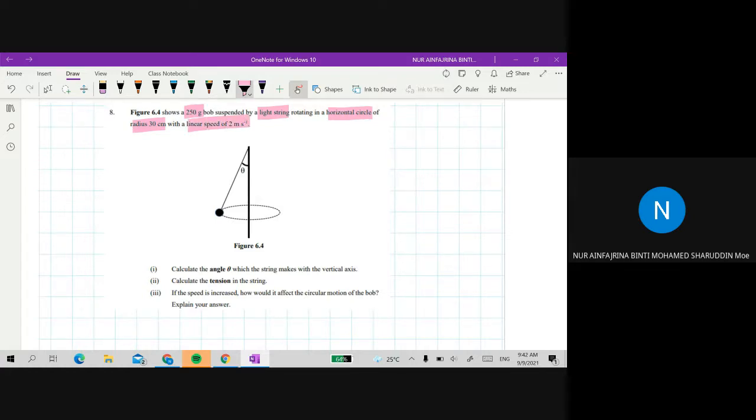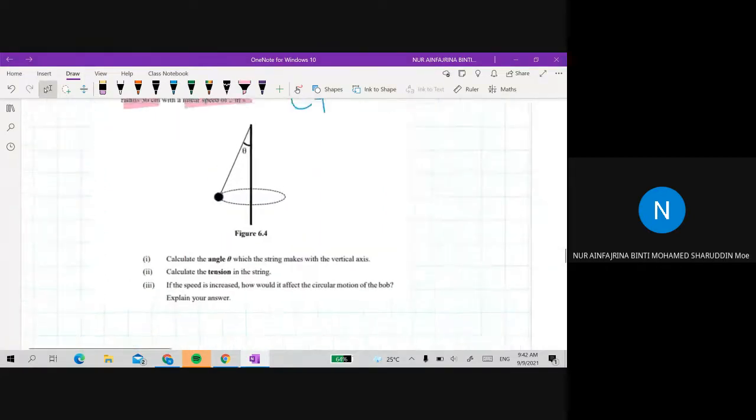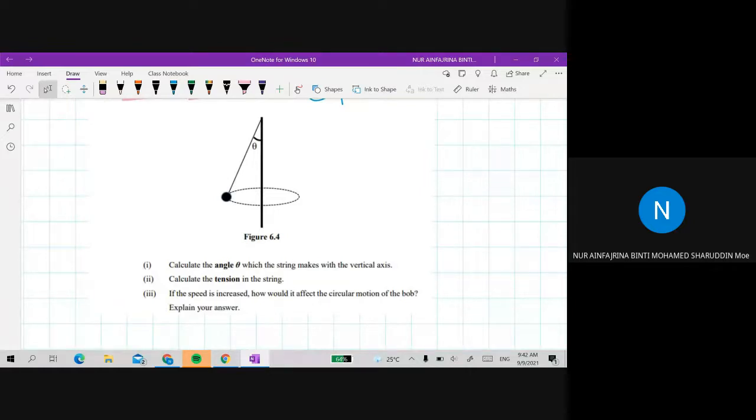Alright, when there is the word string, maksudnya dia ada force apa? Tension. Very good. So you need to know how to determine the forces based on the keywords as well, okay? And horizontal circular motion or vertical circular motion? Horizontal. Terang-terangan dia dah bagi tahu dekat sini. Okay, now calculate the angle which the string makes with the vertical axis. So the question asks us to calculate this angle.